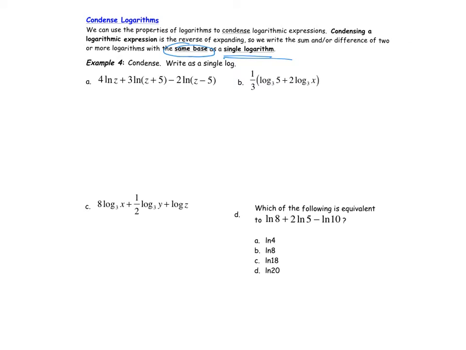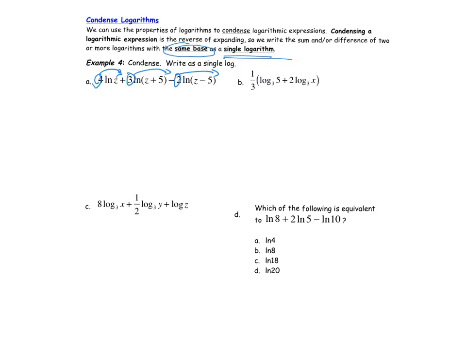It can be a complicated expression that may include quotients, products, and powers. So let's try the first example, 4a. And here we have the expression 4 ln z plus 3 ln z plus 5 minus 2 ln z minus 5. Our goal is going to be to just write it as a natural log of one expression. And it's this process of doing expansion in reverse in order to condense. So the first thing that we're going to want to do is take the coefficients that are out in front and move them back as powers.